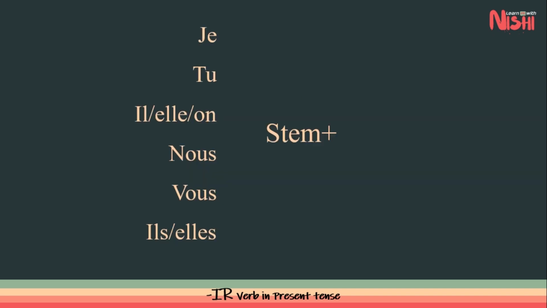Now, let's quickly revise how to conjugate regular IR verbs in present tense. Well, we need the radical or stem of the verb, which we will find after removing IR from the verb. And then we have to add these appropriate endings for each subject pronoun: is, is, it, issons, issez, issent.